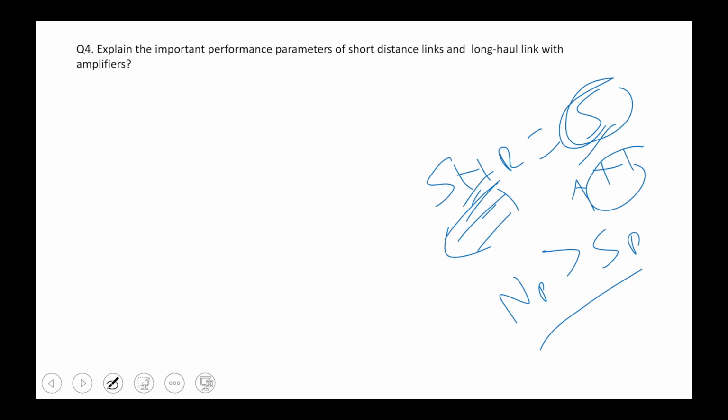Jagannath, Parul, Manju Kumari, Meenakshi, Jagannath Nayak, can you answer that? Vidya?